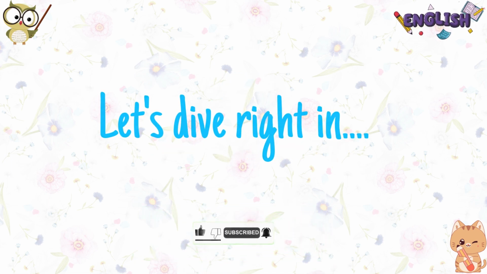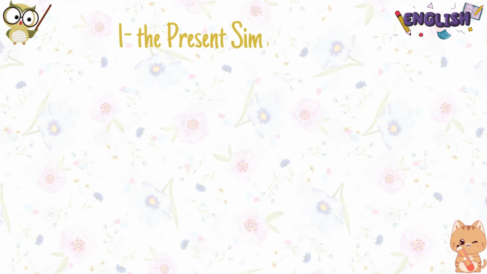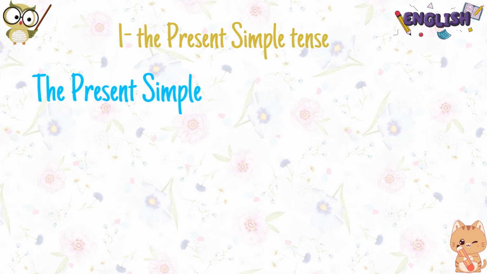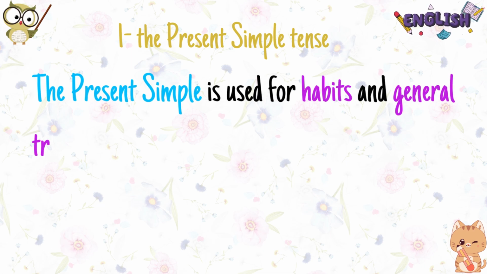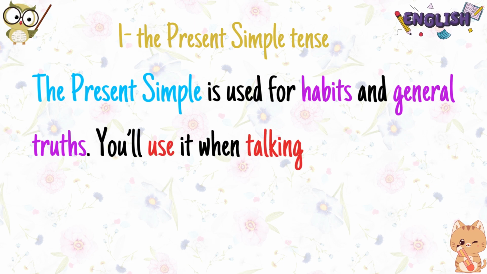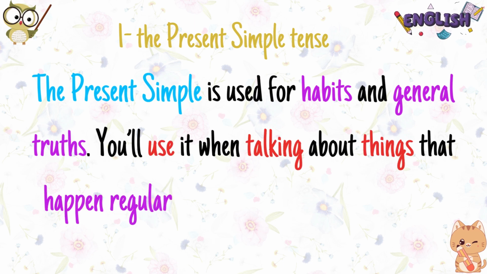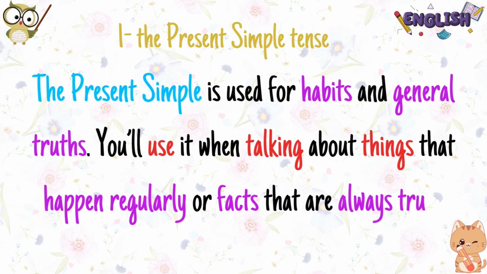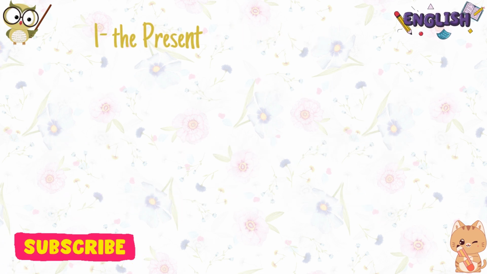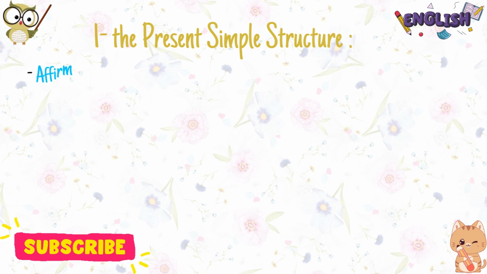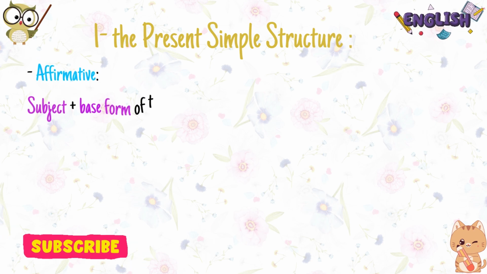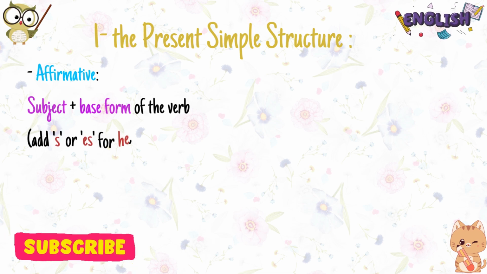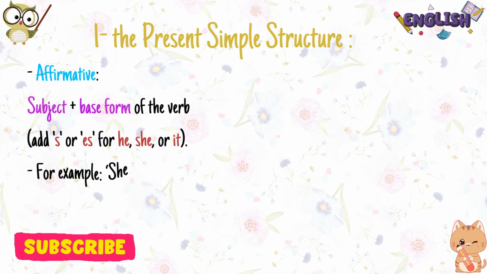Let's dive right in. First, the present simple tense. The present simple is used for habits and general truths. You'll use it when talking about things that happen regularly or facts that are always true. The present simple structure. Affirmative. Subject plus base form of the verb. We add s or es for he, she, or it. For example, she plays tennis.